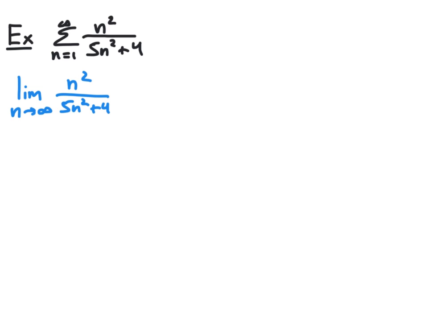The sequence term here is a rational function in terms of n, and the largest power of n in the denominator is n squared. And so we can always compute this type of limit by multiplying and dividing by 1 over that largest power. So in this case, 1 over n squared divided by 1 over n squared. When we distribute this across both the numerator and denominator, we get the limit as n approaches infinity of 1 in the numerator, and in the denominator, we get 5 plus 4 over n squared.